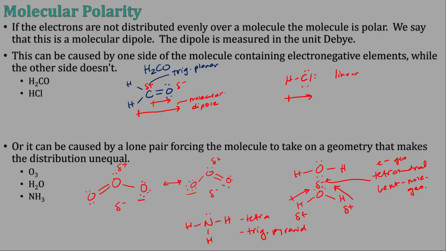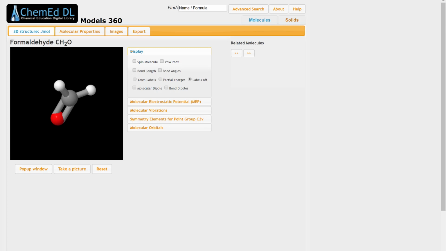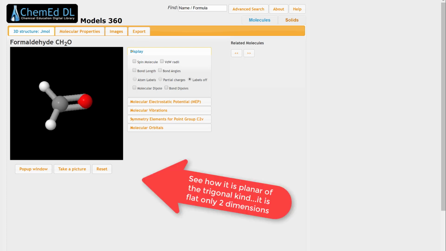Okay, and I want to look at ozone, O3, and ammonia, and then also the H2CO on a website so that you can see how it's polar. All right, so this is CH2O or H2CO, and you can see the molecule. We can spin it and move it around, but it's the same structure that I drew. You just can't see the valence electrons because you can't see electrons in a molecule. You can just see where the atoms are.